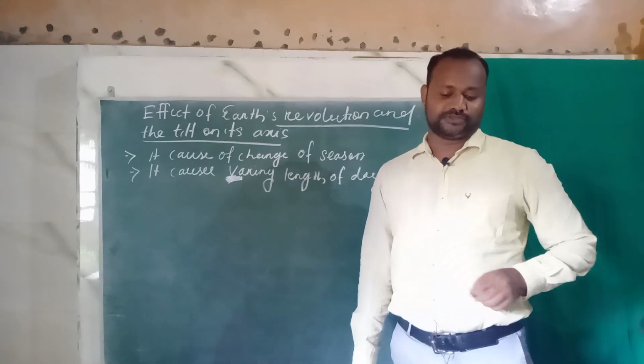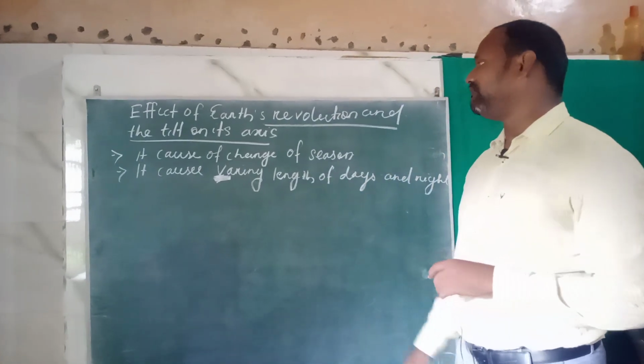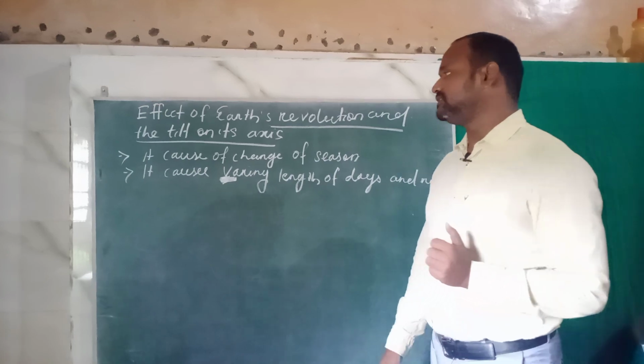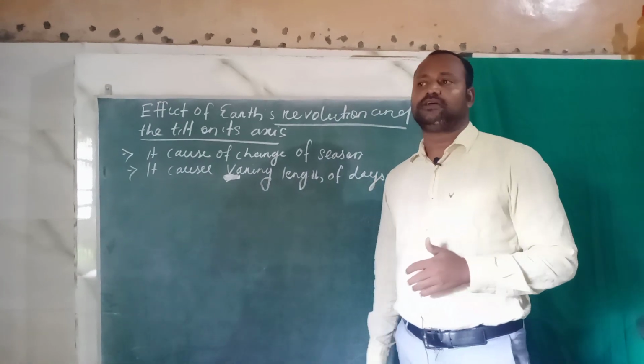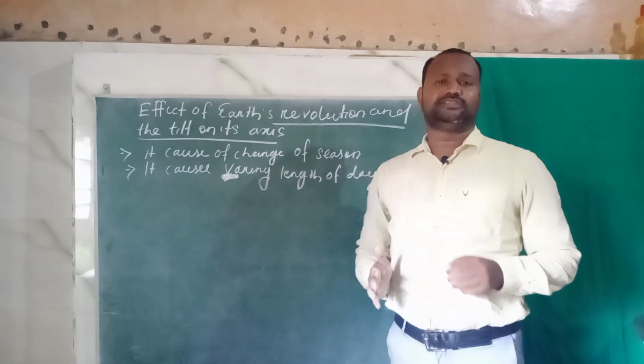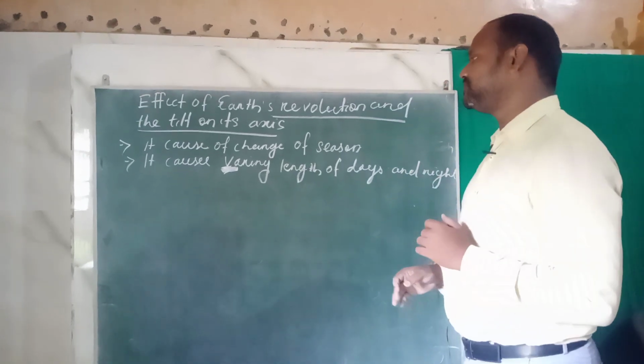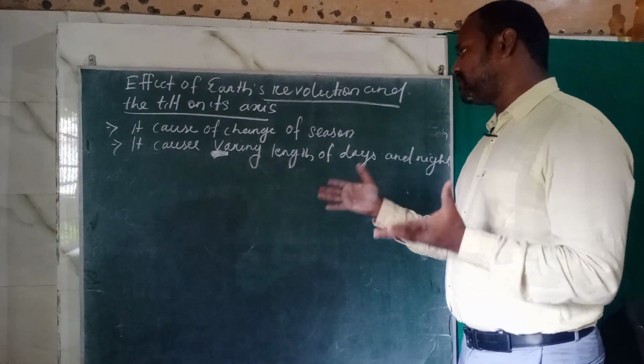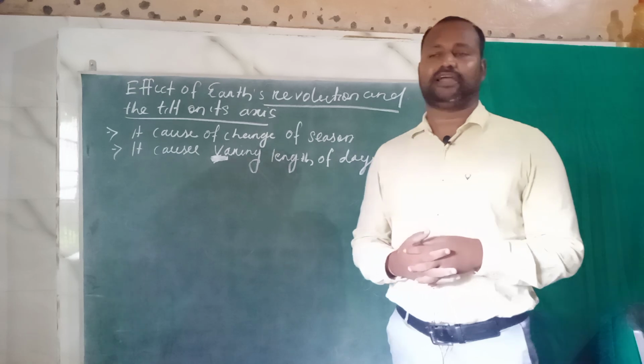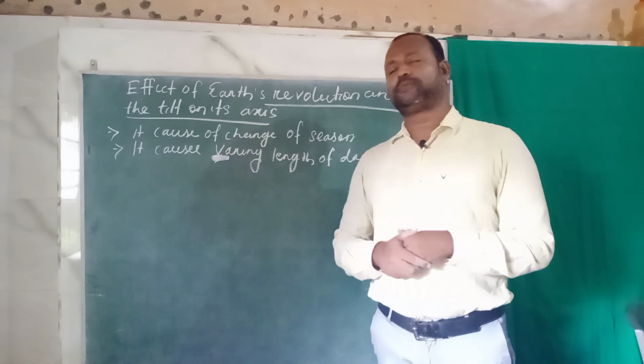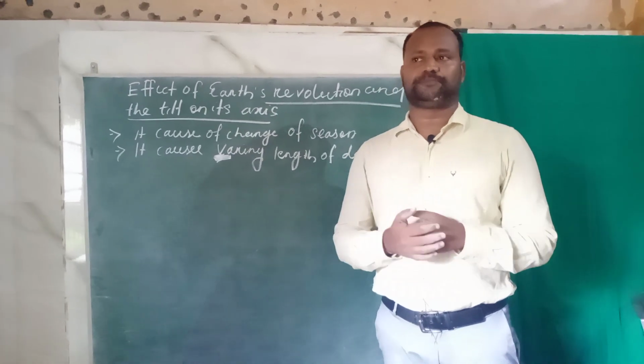So today we are going to discuss the effect of Earth's revolution and the tilting of its axis. There are two major effects of Earth's revolution. It causes the change of season, and it causes varying length of day and night. So first, let's discuss the change of season.